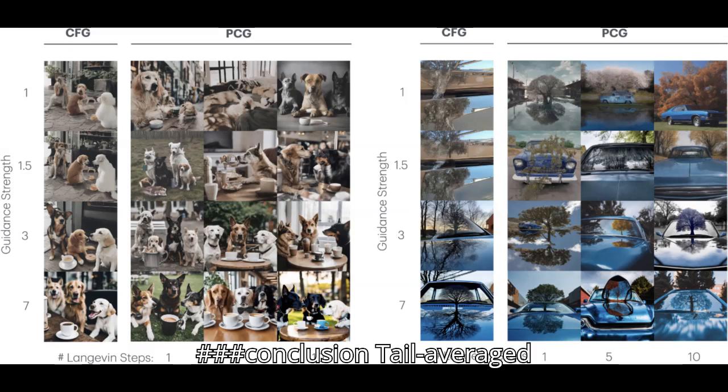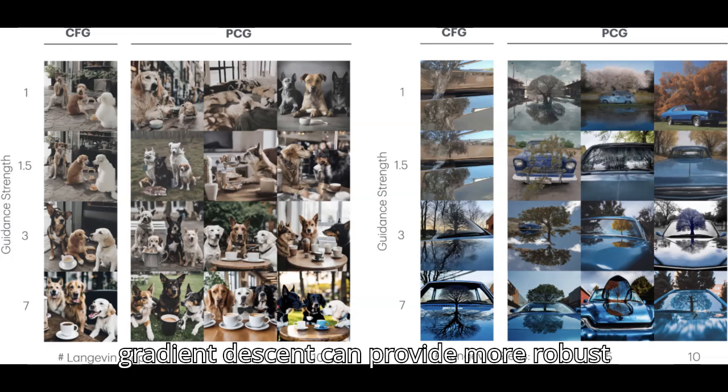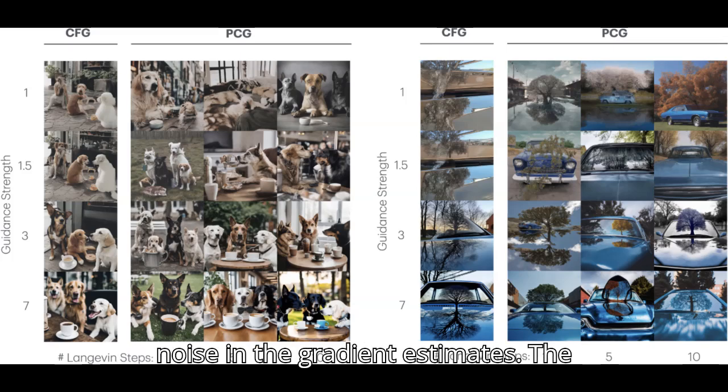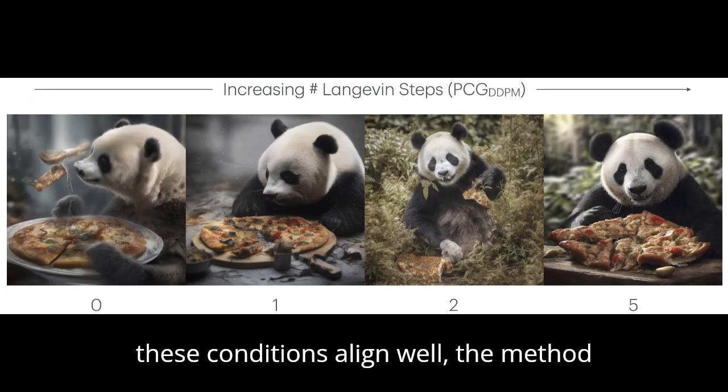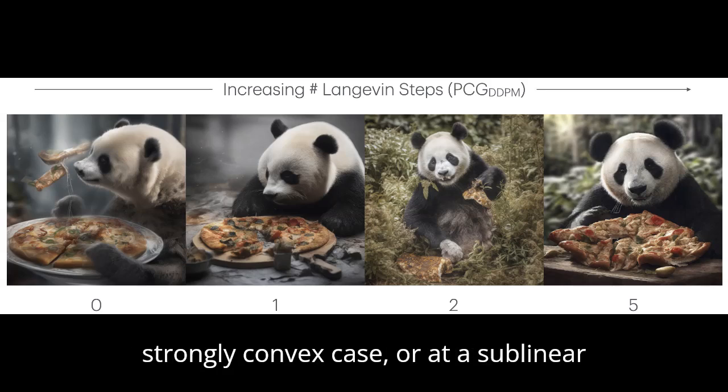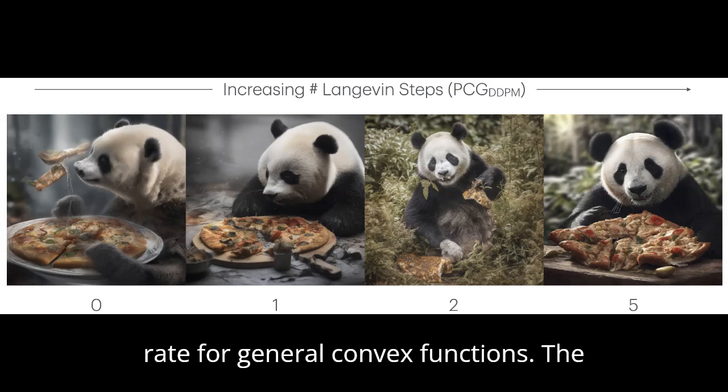Conclusion. Tail-averaged gradient descent can provide more robust convergence, especially when dealing with noise in the gradient estimates. The exact rate depends on the properties of the objective function, e.g., convexity and smoothness, and the step size. If these conditions align well, the method can converge at an exponential rate in the strongly convex case, or at a sublinear rate for general convex functions.